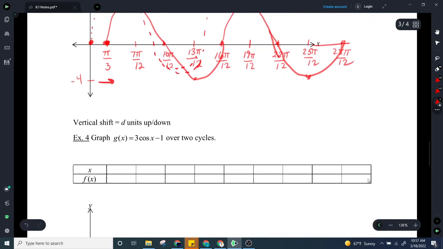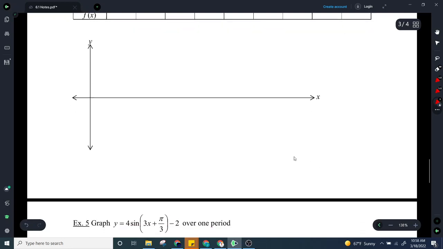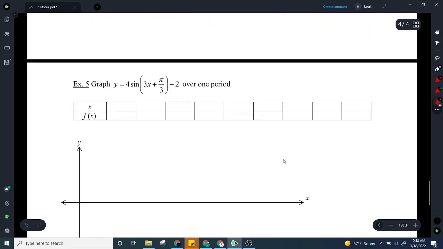All right, let's talk about the vertical shift. The vertical shift adds just one more component, and that literally just shifts the graph up and down. What I would do if you have a vertical shift at the end, like this number, is I would just save it till the very end, and I would add an extra row to your table. And I'll show you what I mean here. Everything else, though, is the same.